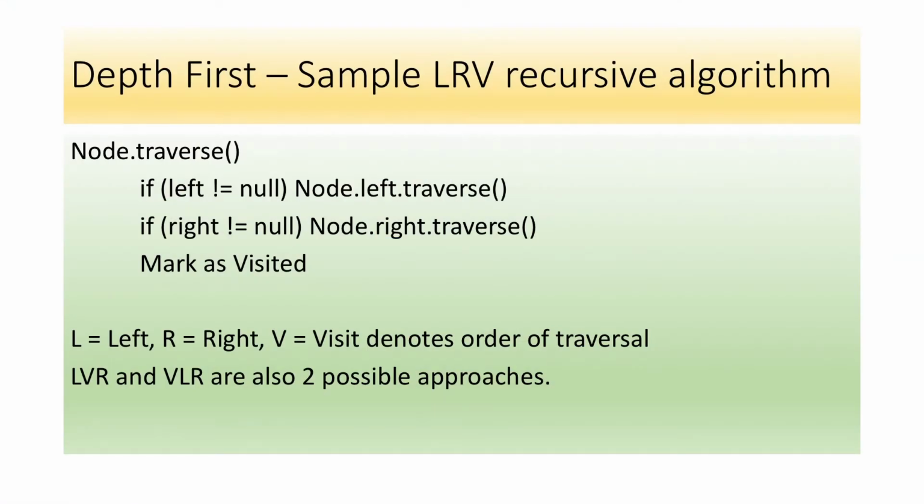If I've got a left, I'm going to traverse the left. If I've got a right, I'm going to traverse the right, and then I'm going to mark myself as visited. Because once I traverse the left and I traverse the right, it is going to come back to me. It's a recursive algorithm. It's always going to return to me. And if I got called by somebody else, I'm going to return back to that one. L equals left, R equals right, V equals visited. So those are different ways to approach the depth first traversal.